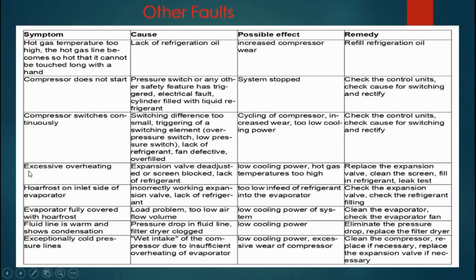The fourth one is excessive overheating. Causes: expansion valve clogged and screen blocked, lack of refrigerant. Effects: low cooling power, hot gas temperature too high. Remedy: replace the expansion valve, clean the screen, fill in refrigerant, and do a leak test.